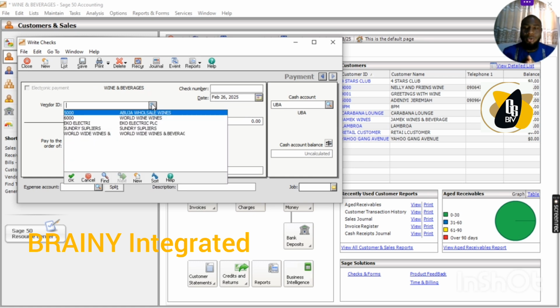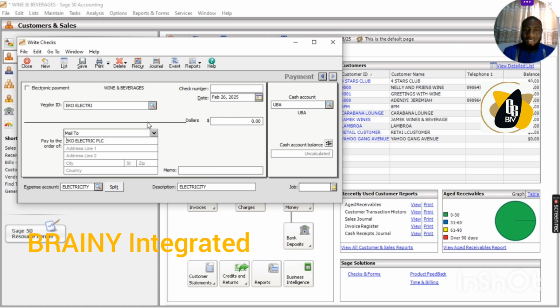Which vendor gave us the invoice for the electricity of 125,000? Obviously, the only vendor I'm seeing here is Eco Electricity. Eco is that of Lagos Electric Power Authority. If you are watching from any other part of the world, it could be any other electricity company that you are making use of. So I'm going to click on Eco Electric, which is the vendor.